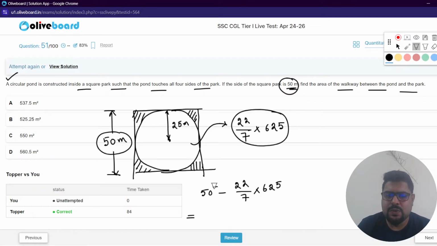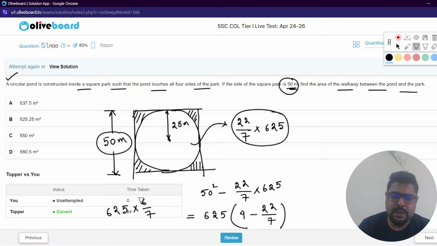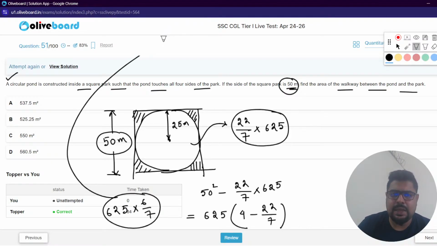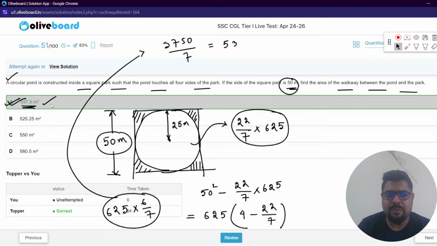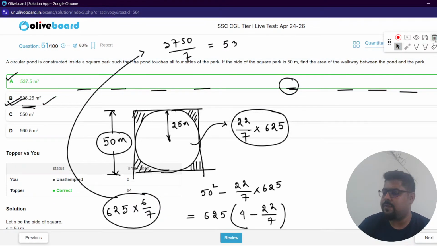If I just calculate, 2500, I can take this 625 out, right? So this will be 4 minus 22 by 7, which is 625 into 6 by 7. So this is 3750 divided by 7. 5 sevens are 35, and so on: 5, 3, 5, 3. There is only one option starting with 5, 3, so option number 1, 537.5, has to be my correct answer without fail.